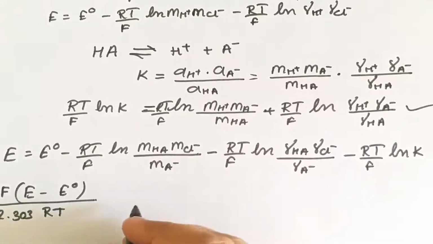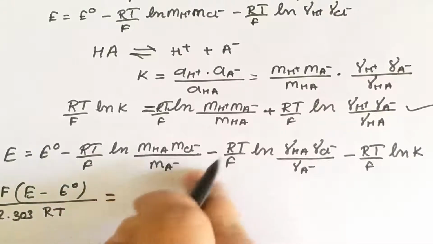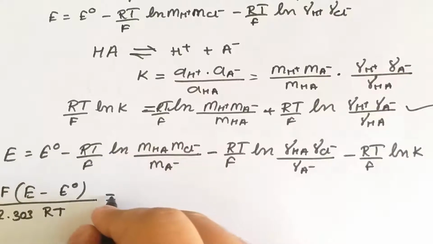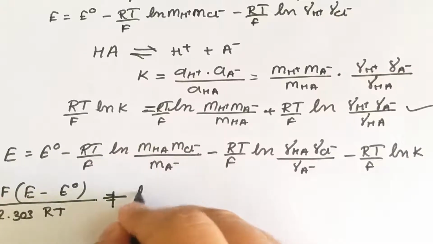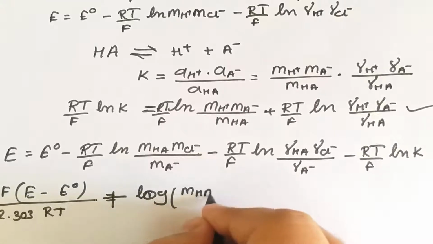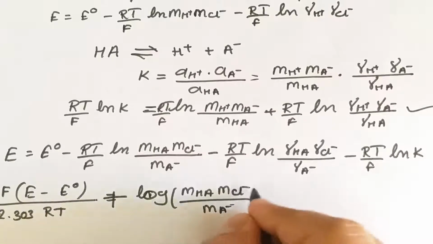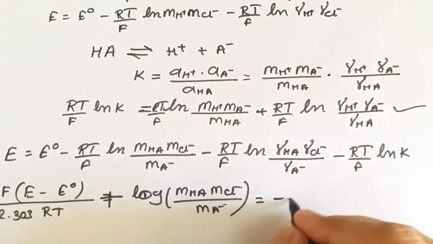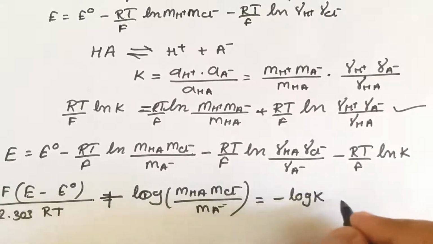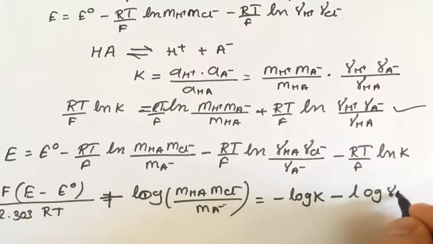2.303. Okay, that is equal to, and now we will take this particular term also to the left hand side, so we will have plus log of m of HA into m of Cl minus upon m of A minus is equal to minus log of K minus log of gamma HA gamma Cl minus upon gamma A minus.